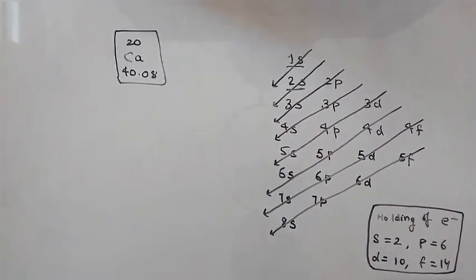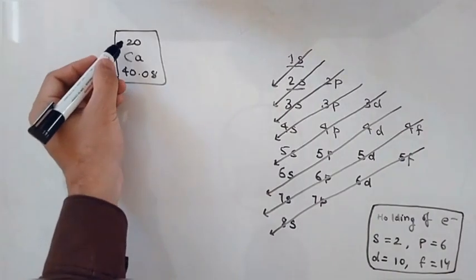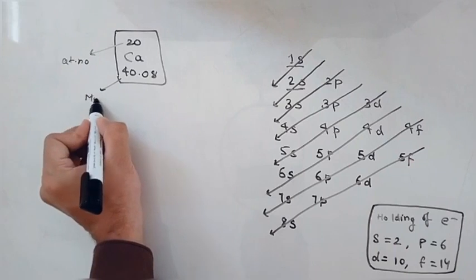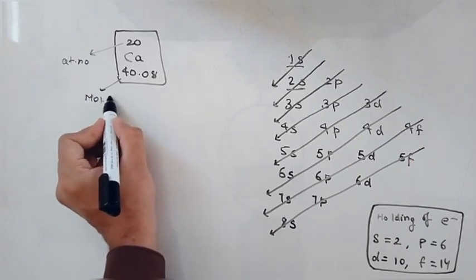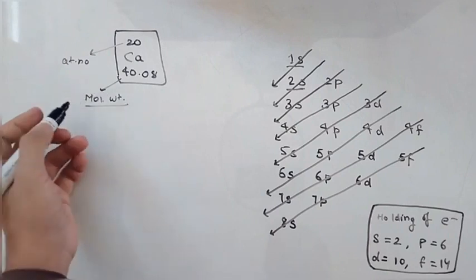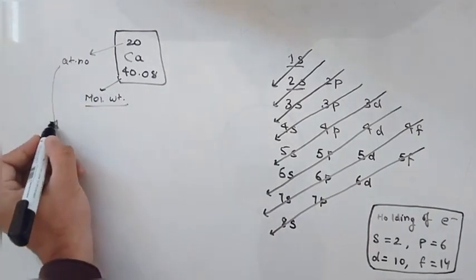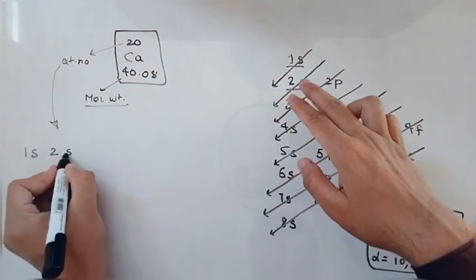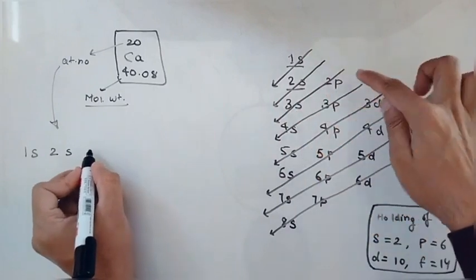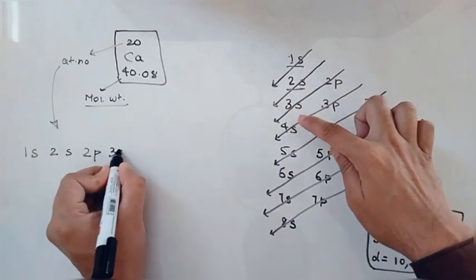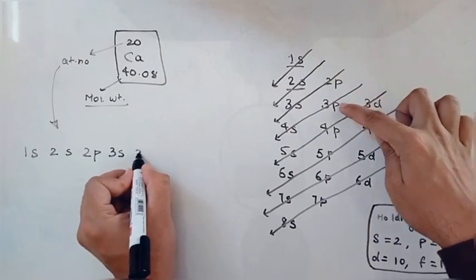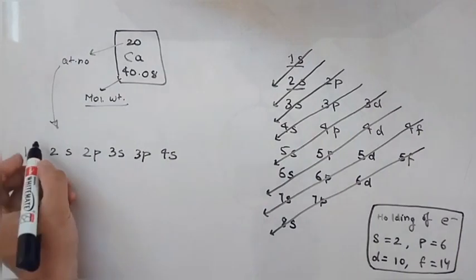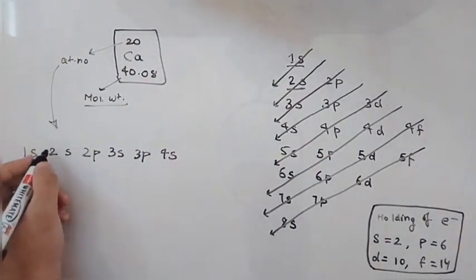Now let's try to solve another example, that is calcium with an atomic number of 20 and molecular weight of 40.08. We don't need the molecular weight, so we'll just focus on the atomic number. Again we have to write the orbitals in the same order: 1s, 2s, 2p, then 3s, then in the next arrow 3p, 4s. So let's fill up. We have to fill 20 electrons.